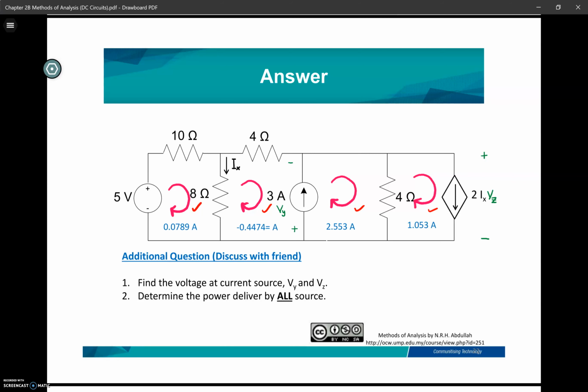In order to find the branch currents, there is an additional question that you have to find by yourself, and we will discuss it in the next lecture. Okay, the first question will be: find the voltage at the current source Vy and Vx, and determine the power delivered by all sources.